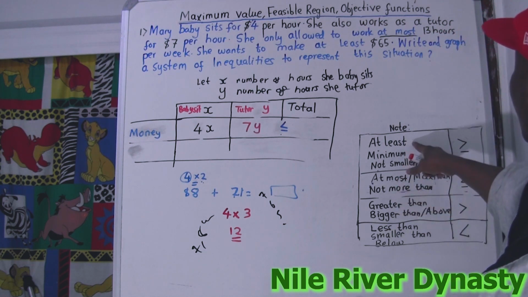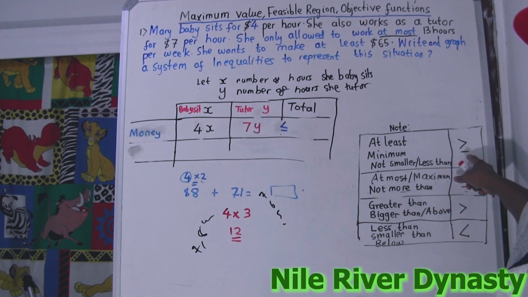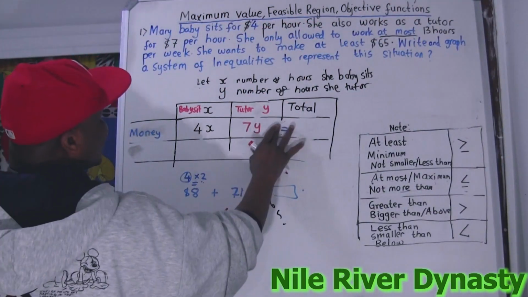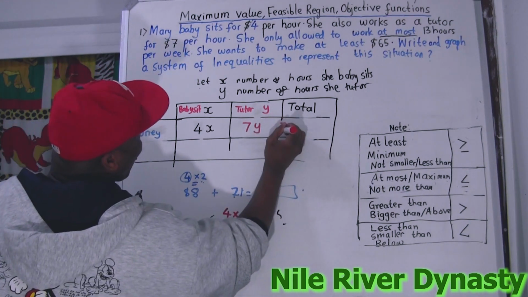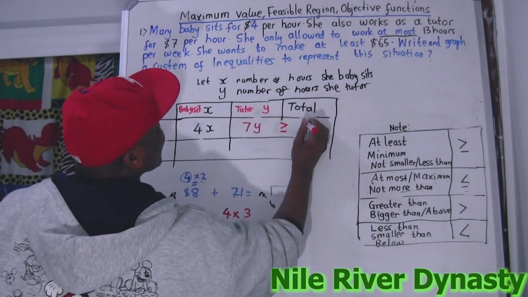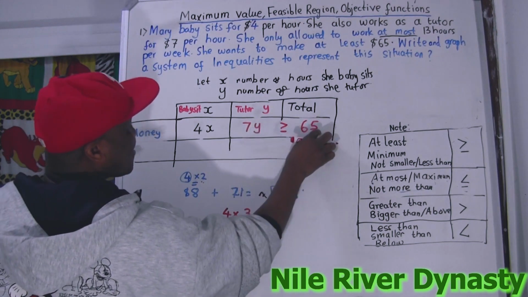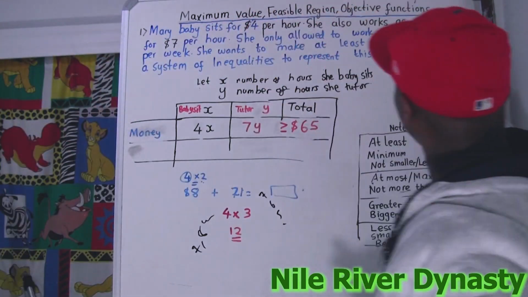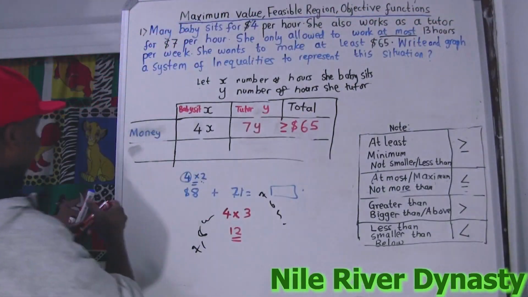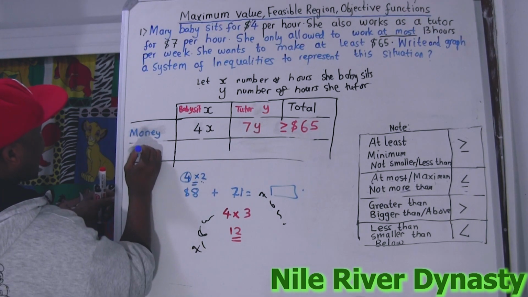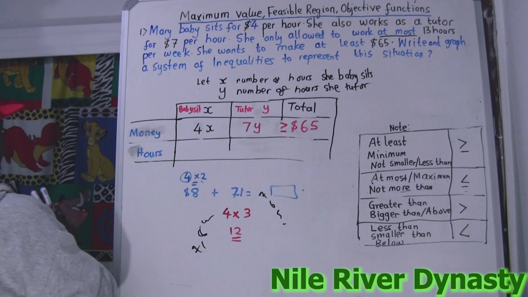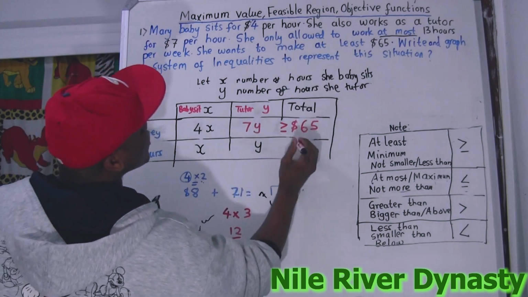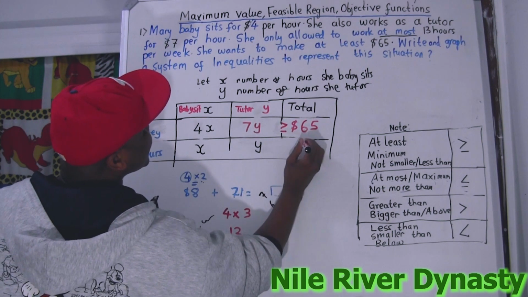At least will be represented here by greater or equal. Means at least from there or more. So her expectation, whatever she's going to do, since it's at least, is going to be greater or equal to at least 65. Because this is money, it must be money also here. Total. But let's talk about hours here. 13 hours. So in this case, since I didn't give any information for hours, I'm going to say this is for hours now for the second one. So I'm going to say x plus y.